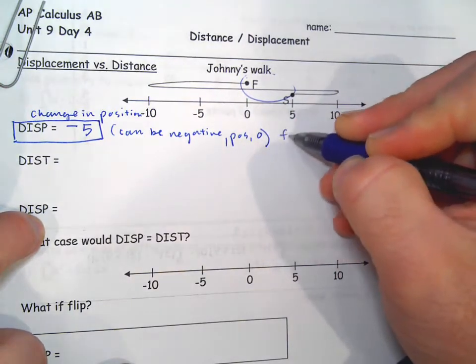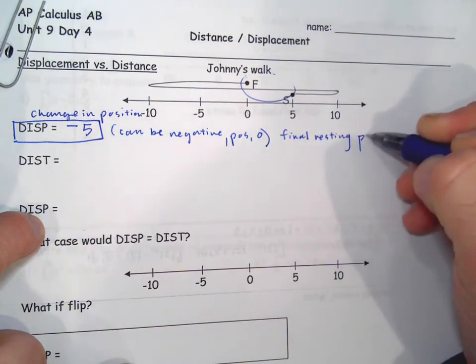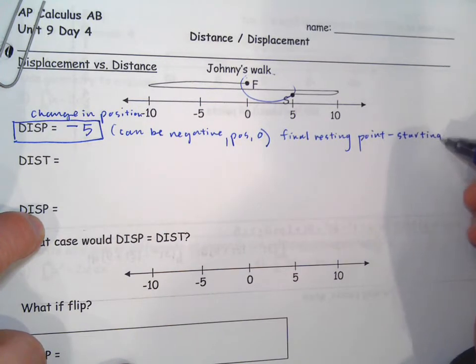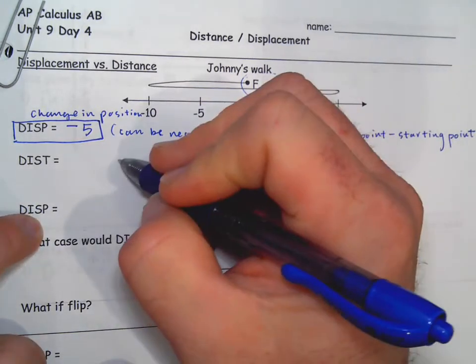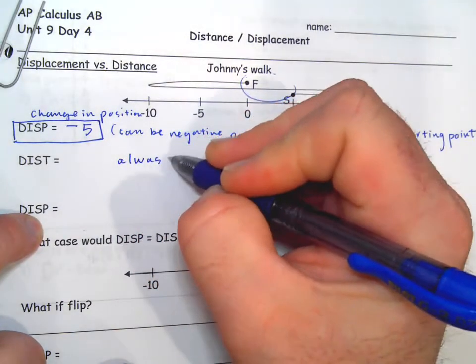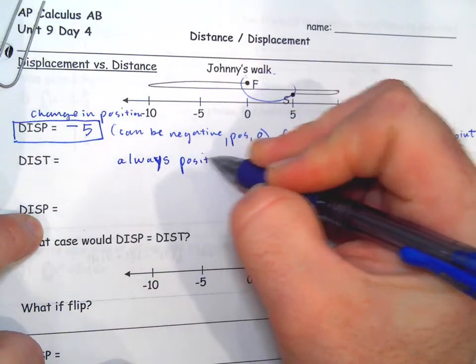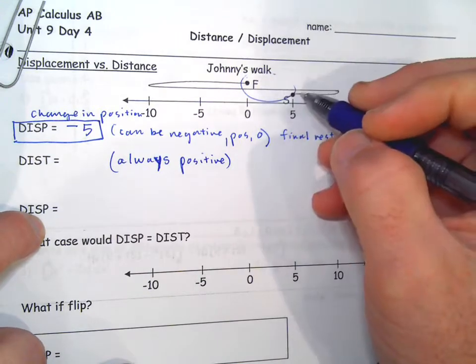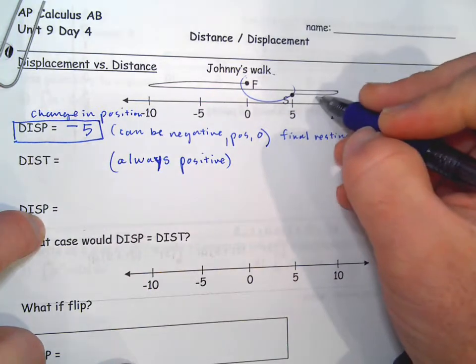Essentially, it's the final resting point minus the starting point. That's it. Just where you end minus where you began. That's displacement. Distance has to always be positive. You cannot have negative distance, okay? And distance does care about the path you took. Displacement doesn't care about how you got from the start to the end, just where you started and where you ended. But distance would be like, okay, well, that's 5.